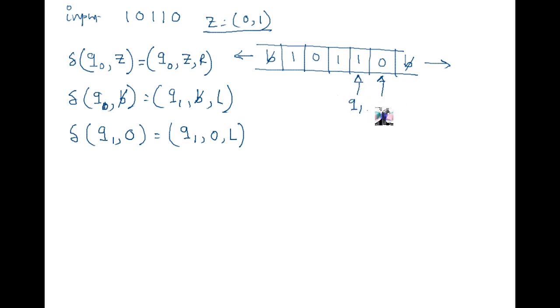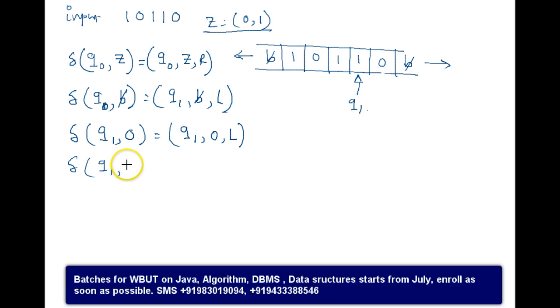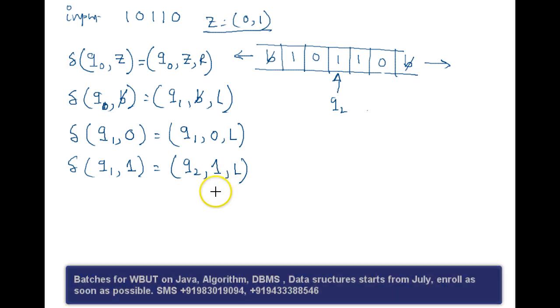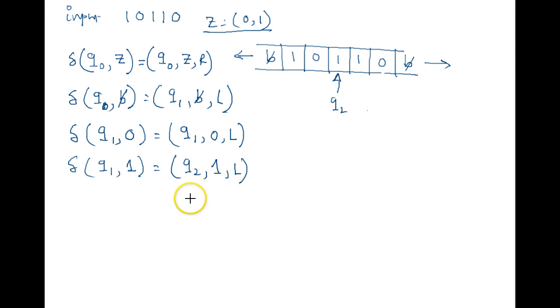Now in Q1 if we get 1, that means this is the first one that we have encountered from the right hand side. So what I need to do is to change the state to Q2 to identify that we have encountered the first one from the right hand side. So in Q1 if we encounter 1, we are changing to Q2 and keeping the 1 the same and moving left.